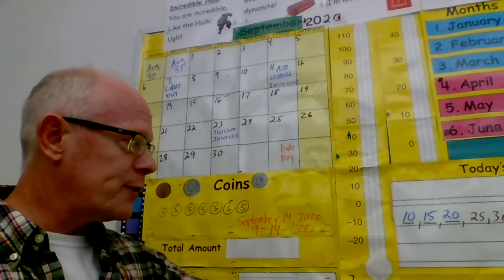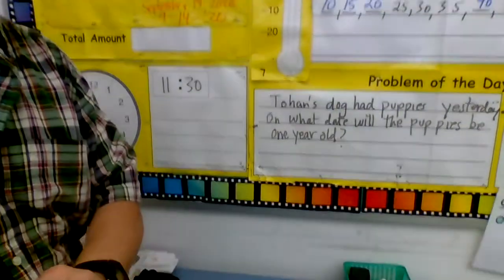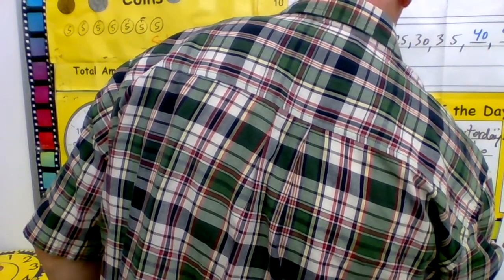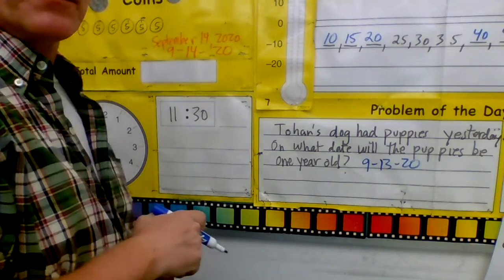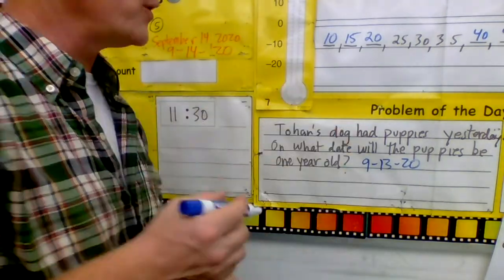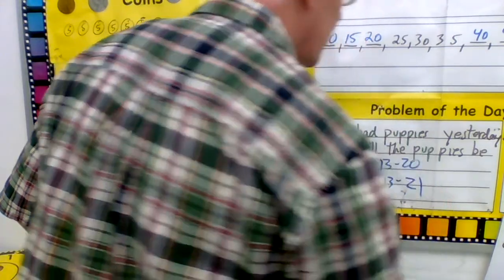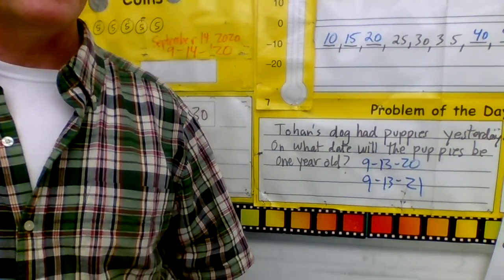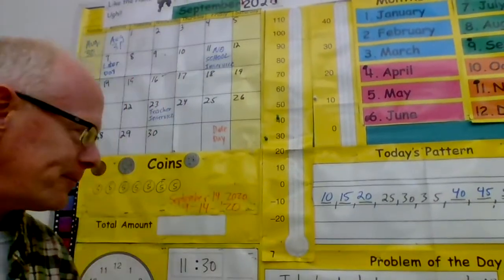Okay? So if Tohan's dog had puppies yesterday, let me lower the camera. Yesterday would be 9, 13, 20. What date will the puppies be 1 year old? Well, we're going to go ahead 1 whole year, so it'll still be 9, still be 13, but it'll be 21. Can you imagine that, boys and girls? 2021, do you think we're going to make it to 2021? I sure hope so. All right, let's go over and let's count some of our money.